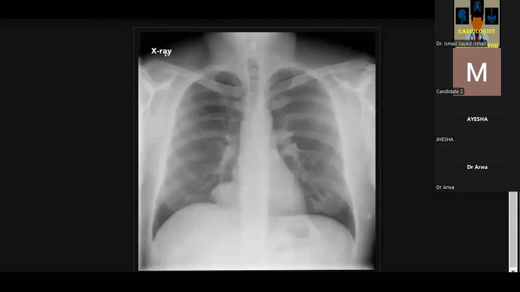Another case. I am provided with an X-ray chest, frontal projection. Just a minute. The mass is anterior, my friend, Dr. Layla. The mass is anterior. Till now, no posterior mediastinal masses, all anterior. Okay, proceed.